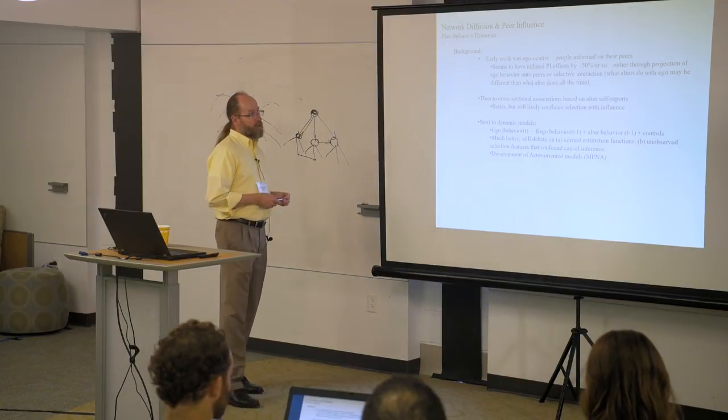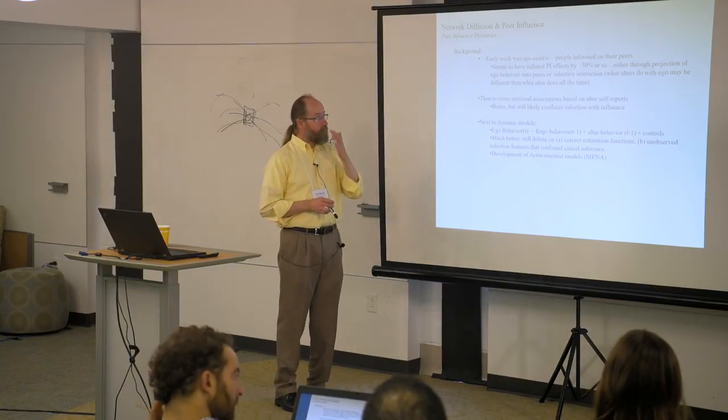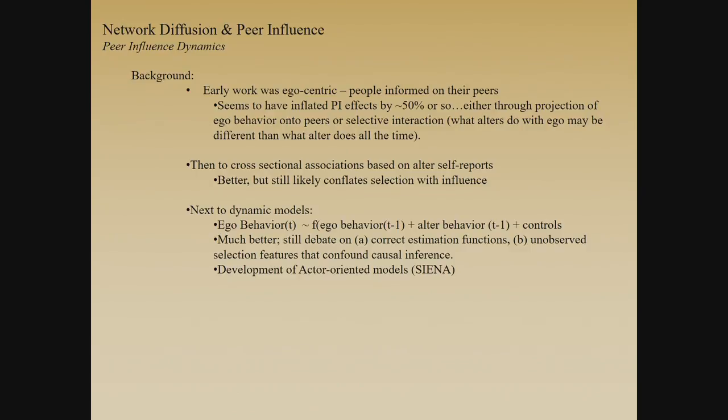Most of the early work in diffusion and these kinds of peer influence models were ego network models, and they were ego network models informed by the respondent. So what we would do is we'd go out and survey some kids. We'd say, do you smoke? And we'd say, do your friends smoke? And they'd say, yes, all my friends smoke. And it turned out that there was a high association between what kids did and what kids reported their peers did. And about half of that association was because kids overestimate the similarity of their networks.